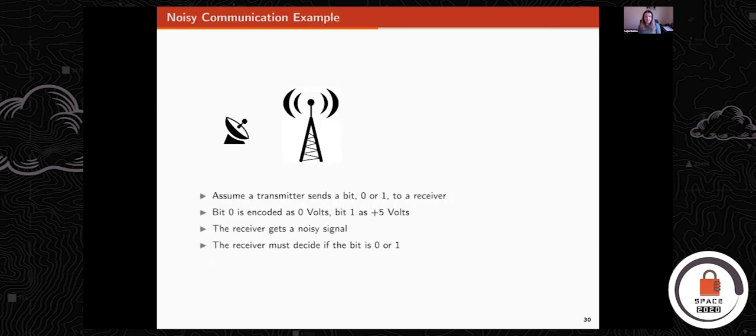I will explain it in a very slow way, from a very simple example. So we assume there is a transmitter sending bits, zero or one, to a receiver, and we can encode them with different amounts of volts. So zero is encoded as zero and one as five. And there is always some noise there. So that's why we really have to work hard sometimes in this template building. And the fact that we are dealing with models makes the impact of noise much more relevant.